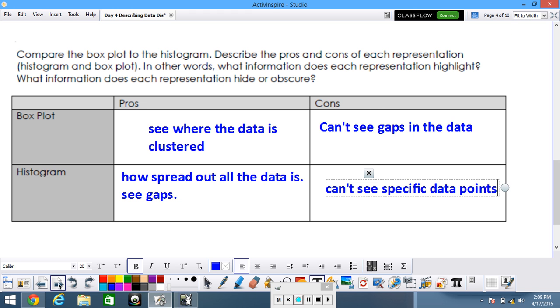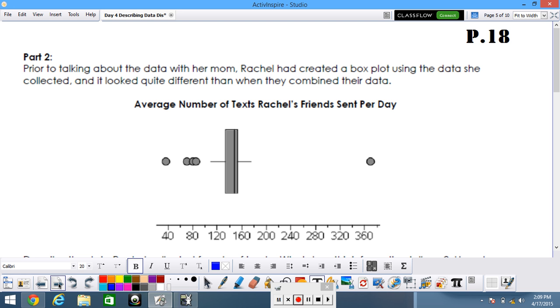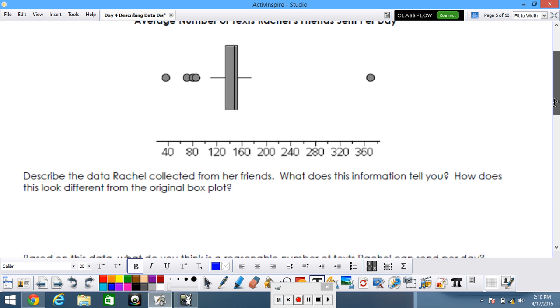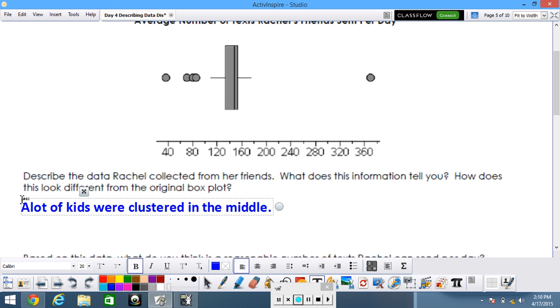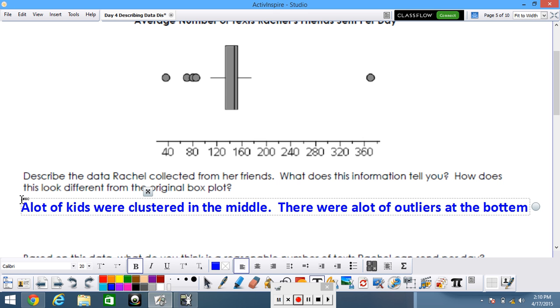Let's go ahead and move on to page 18. Rachel made a box plot with just the data she collected. So what we want to do is describe what she has. What this tells us is that a lot of kids were clustered in the middle, and there were a lot of outliers at the bottom, and there is one very high outlier at the top.